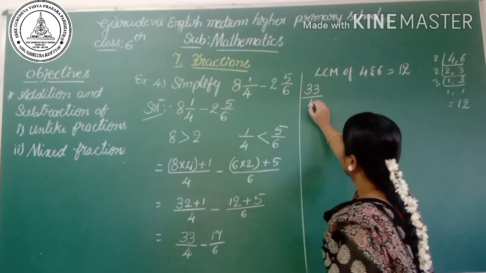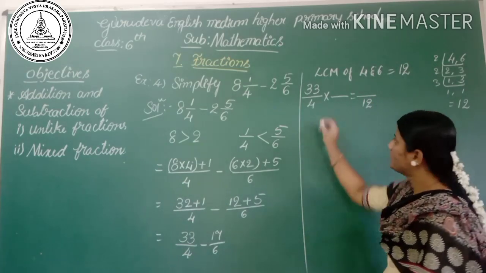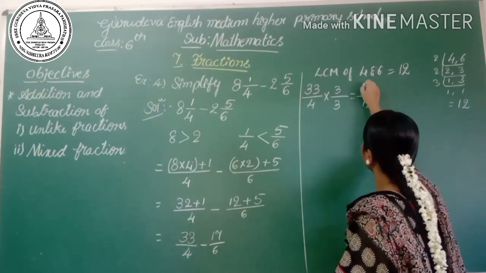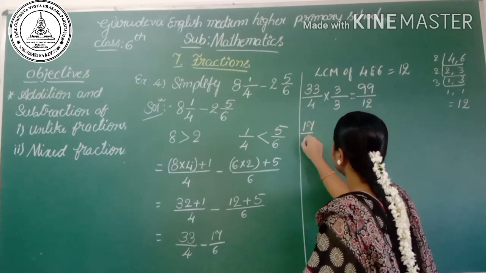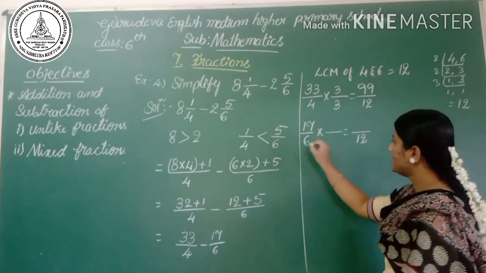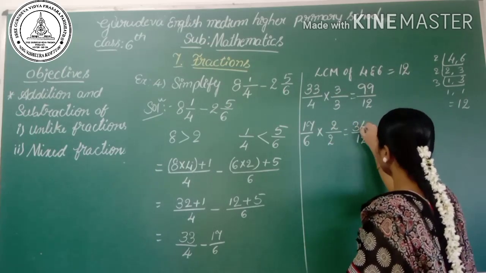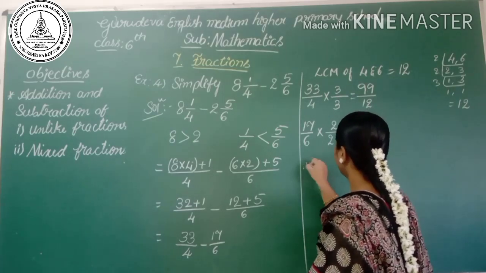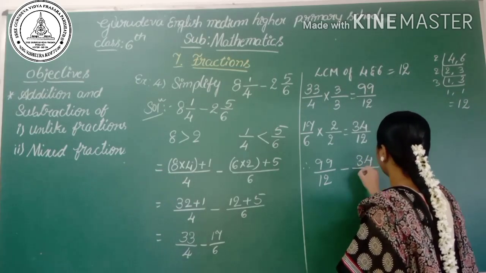Okay. Let's now make 33 by 4 with the denominator 12. Okay. 4 times how much is 12? 4 3s are 12. Then 3 3s are 9, 3 3s are 9. Okay. Then the second fraction, 17 by 6 into dash, which is equal to, make the denominator 12. 6 times how much is 12? 6 2s are 12. 17 2s are 34. Okay. Now write therefore 99 by 12 minus 34 by 12.